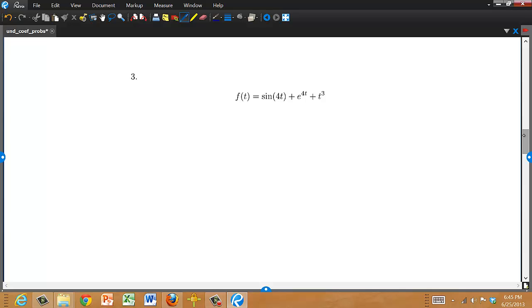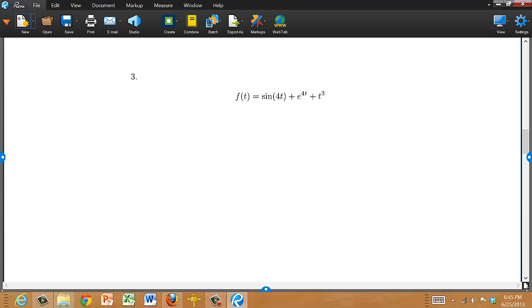In this problem, I think I better start a new PDF. I might not have enough room to do this problem in the little bit of space that I have.